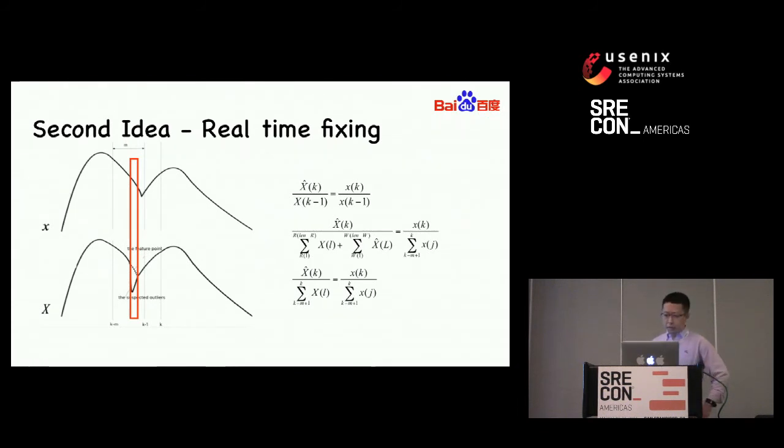Because of time limitations, I will skip the formula explanation. But simplistically, we use a time window based method to do the real-time fixing. If the real-time points in this window are all normal points, we use the first formula. If a part of them becomes abnormal, we use the second. If all of them are abnormal, we use the third.